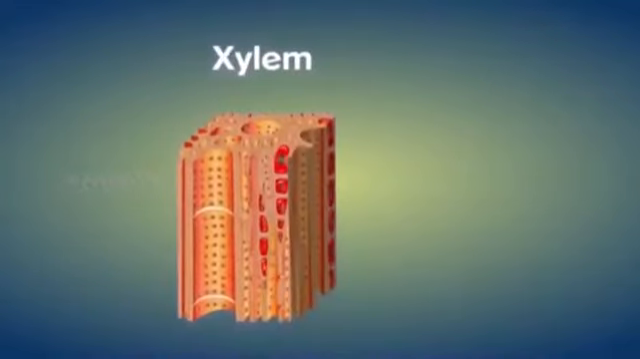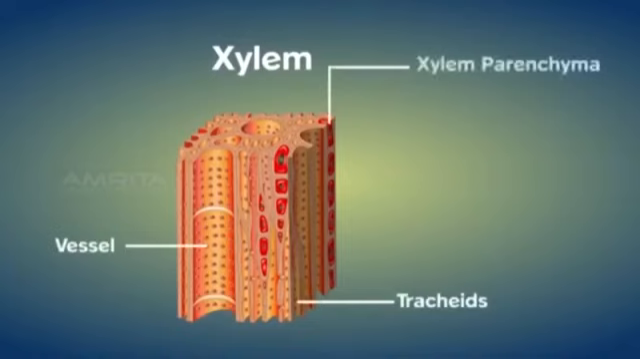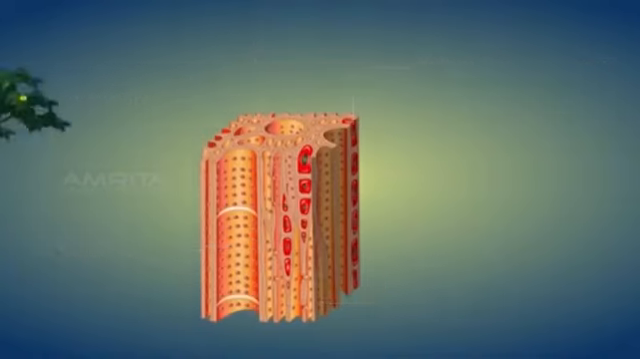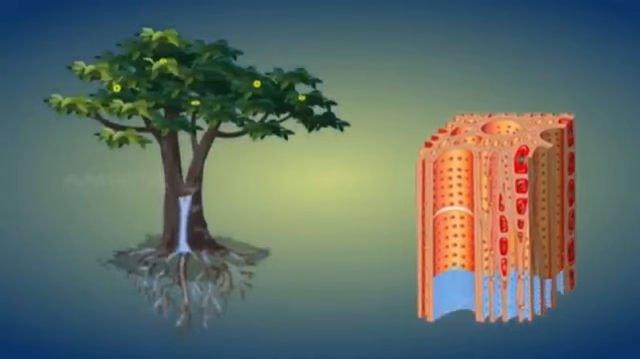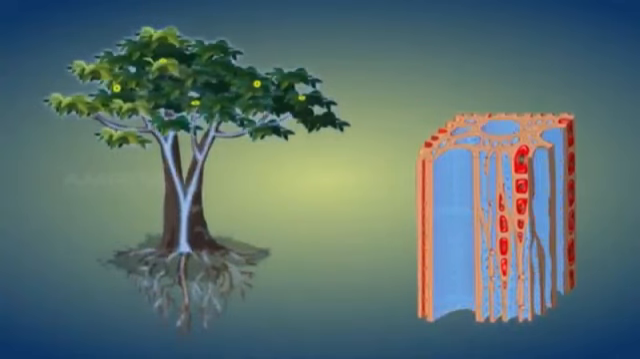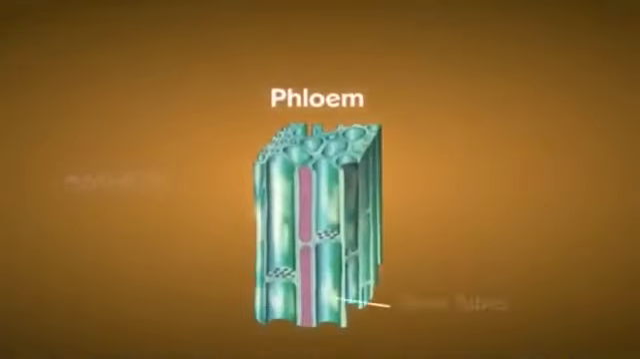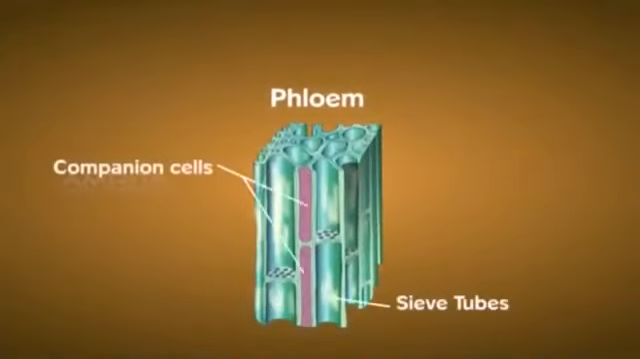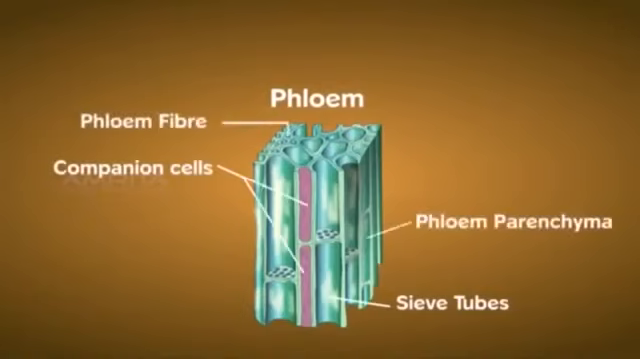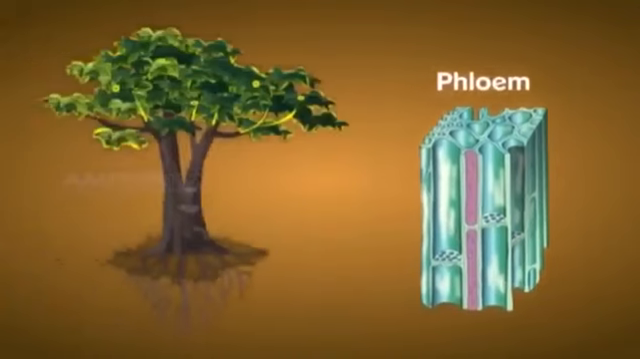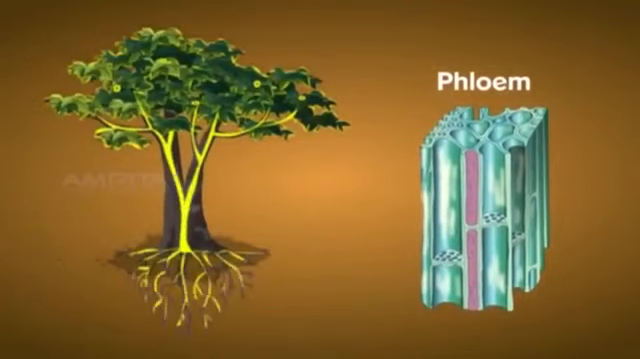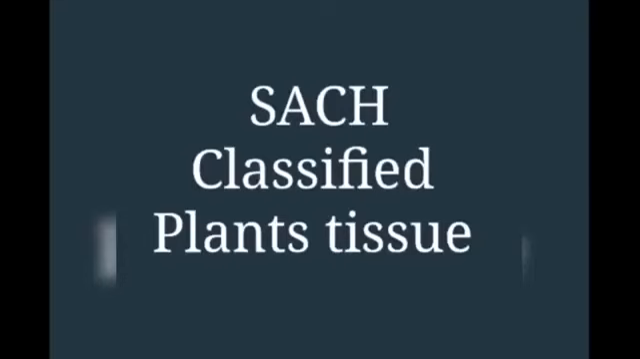Xylem is an element used for conduction of water. It consists of tracheids, vessels, xylem parenchyma and xylem fibers. Different cells join themselves to form the xylem tissue and help in the conduction of water. Similarly, phloem helps in the transportation of food material. It is made up of different types of cells called sieve tubes, companion cells, phloem fiber, phloem parenchyma. They join together to perform the translocation of food.